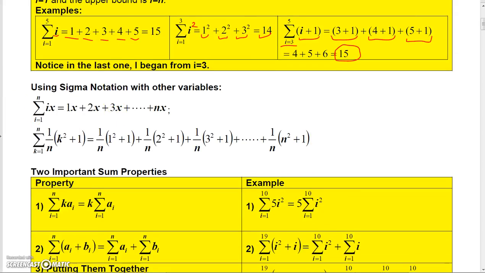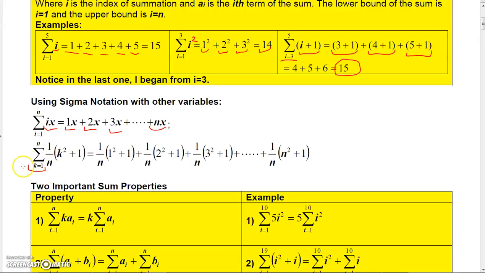Now, you can use this notation with variables, like if you said, what's the sum of ix from 1 to n? Well, that would represent, when i is 1, you would get 1x. When i is 2, you would get 2x. When i is 3, you would get 3x. And then all the way out to i is n, you would get nx, and it would represent the sum of these terms. Now, you could use a different letter like k instead of i. Usually i, j, and k are the letters most commonly used for this index.